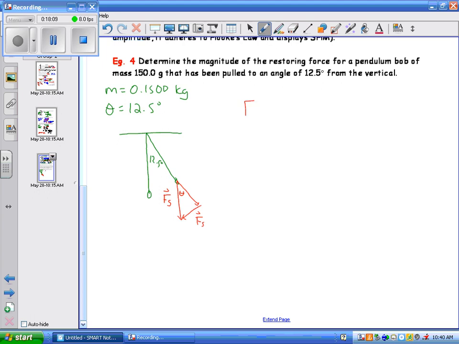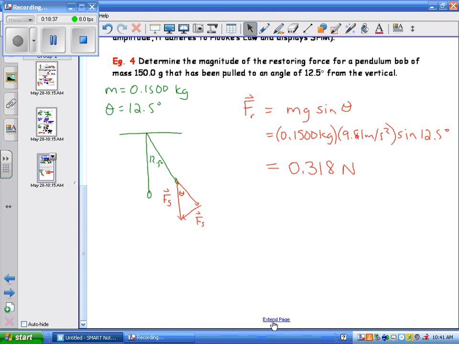So F restoring, Fs or Fr, doesn't really matter, is equal to mg sine theta. So that's 0.1500 kilograms times 9.81 meters per second squared times sine of 12.5 degrees. And that gives you a restoring force of 0.318 newtons.